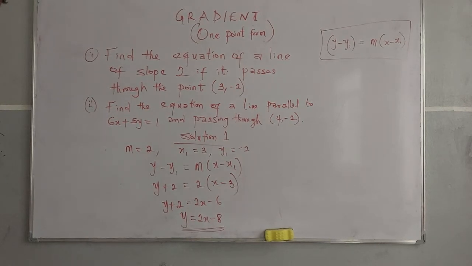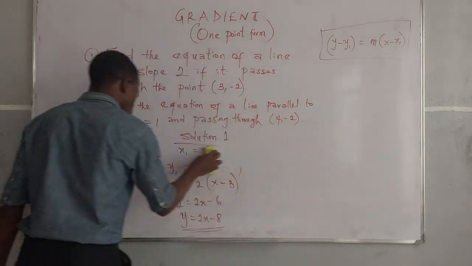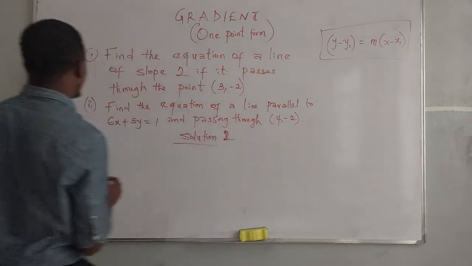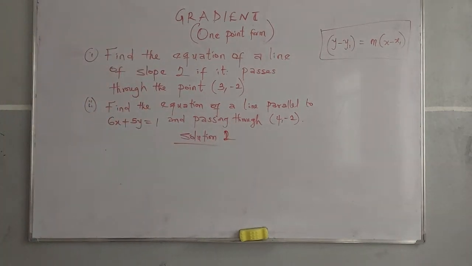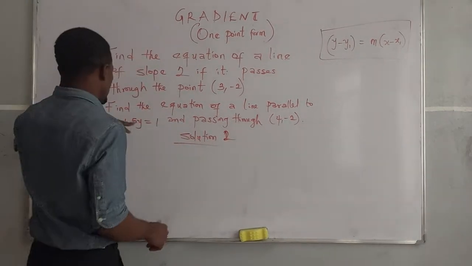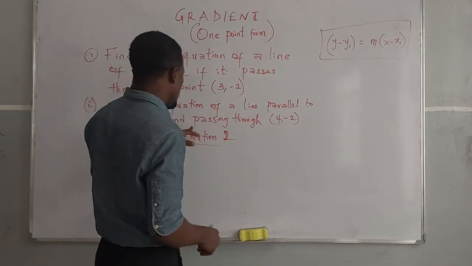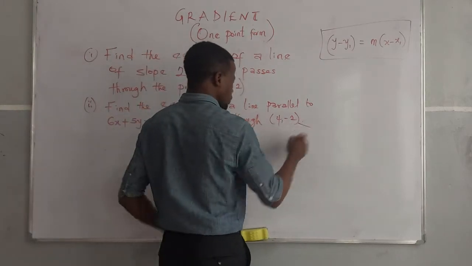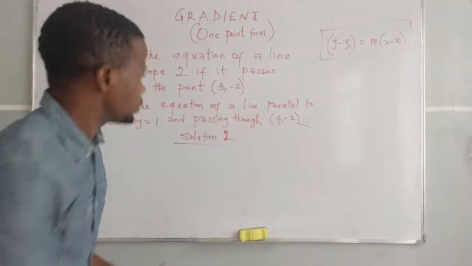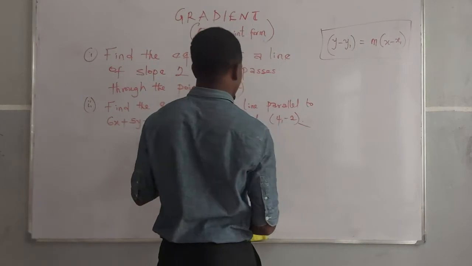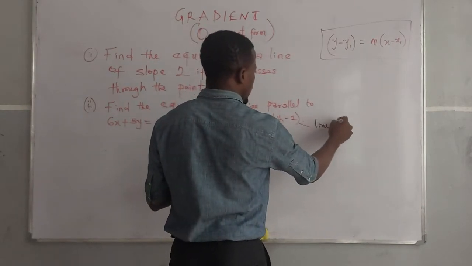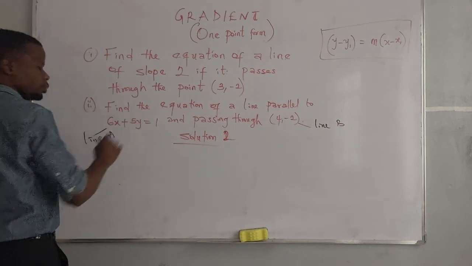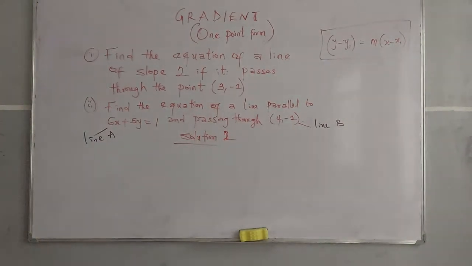Let's quickly go to question 2. Solution to question 2: find the equation of the line parallel to 6x plus 5y equals 1 and passes through a particular point. I will call this line B, and this line A. So it said find the equation of the line parallel.